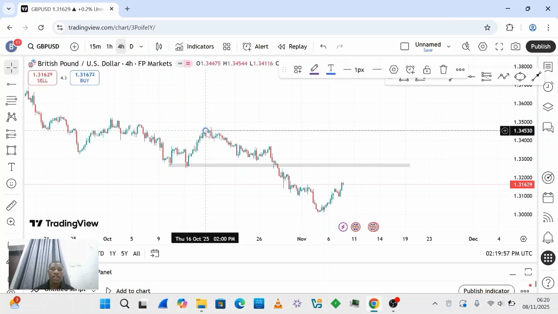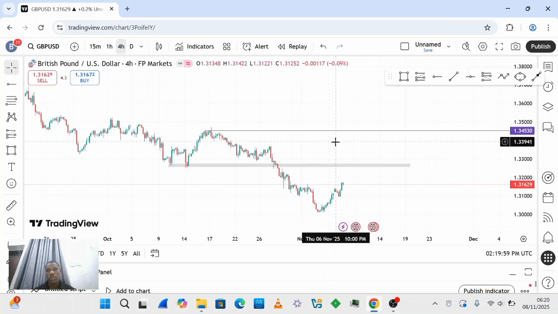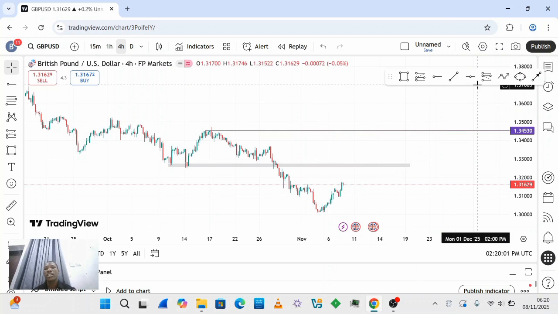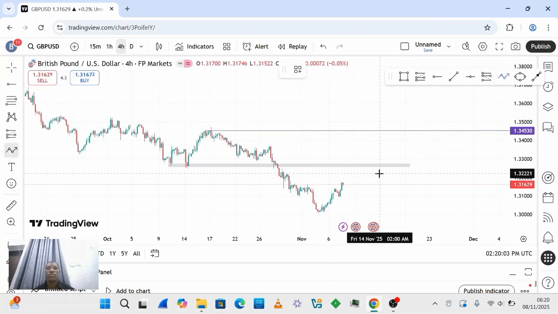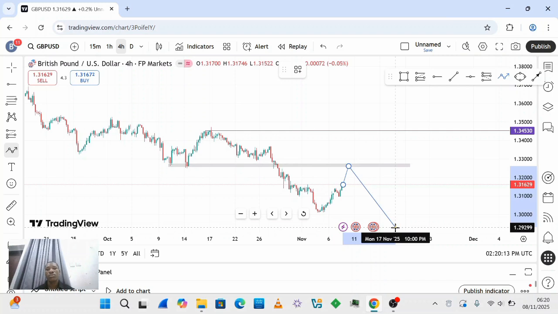This is my high, and this is my low. So all I should be waiting for now is for price to come back to this level. When price comes back to this level, all I will be waiting for is to sell from there to make a lower low.